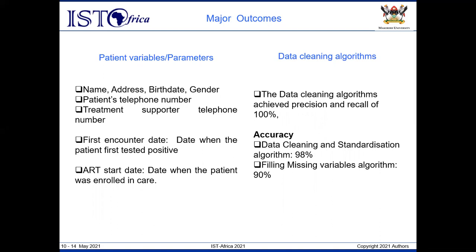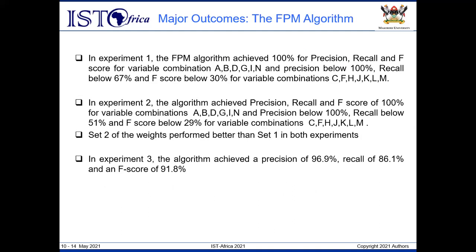The difference of 10% in the filling missing variables algorithm came at a point where the patient reported their village name, and then according to the Uganda Address Reference Registry, it is not a village name, it's a parish name, so the algorithm could not fill the missing variable because it knows that village name as a parish name. So that accounted for the 10%.